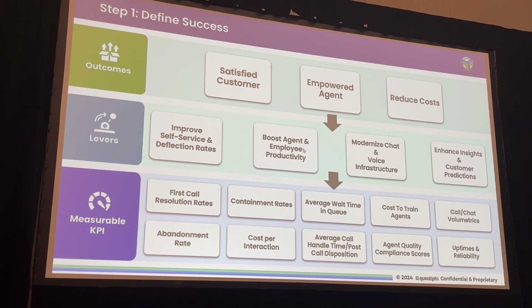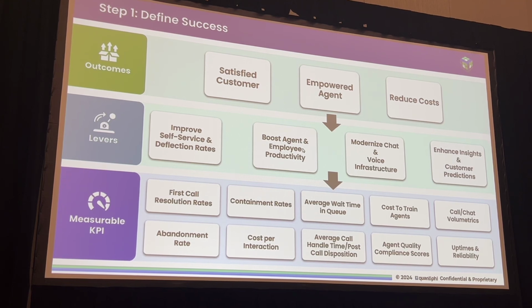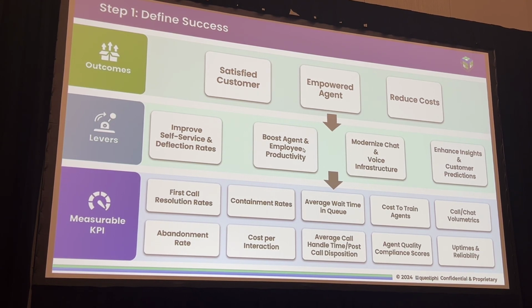And if you distill them down into actual measurable KPIs, you would see something like, first of all, resolution rates, containment rates, cost per interaction. Right? These are some of the metrics that are very readily available, and even if they're not, there are proxies or data points that you would have in your organization that can get into these KPIs.